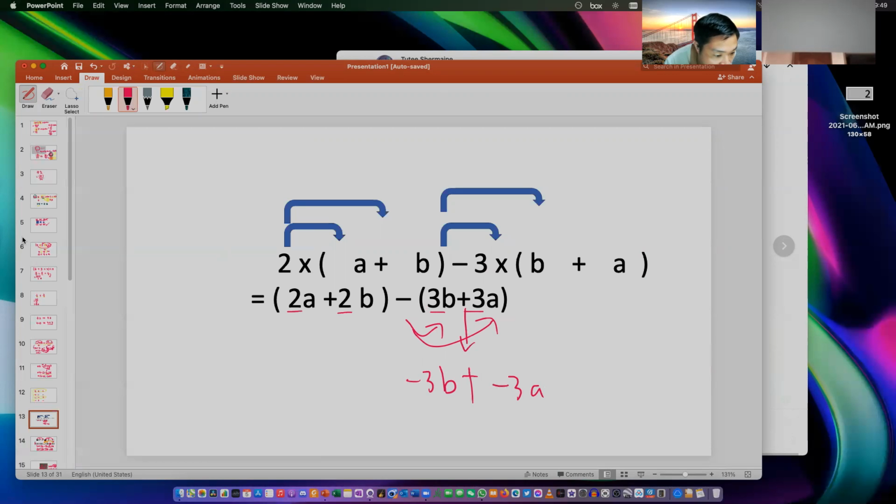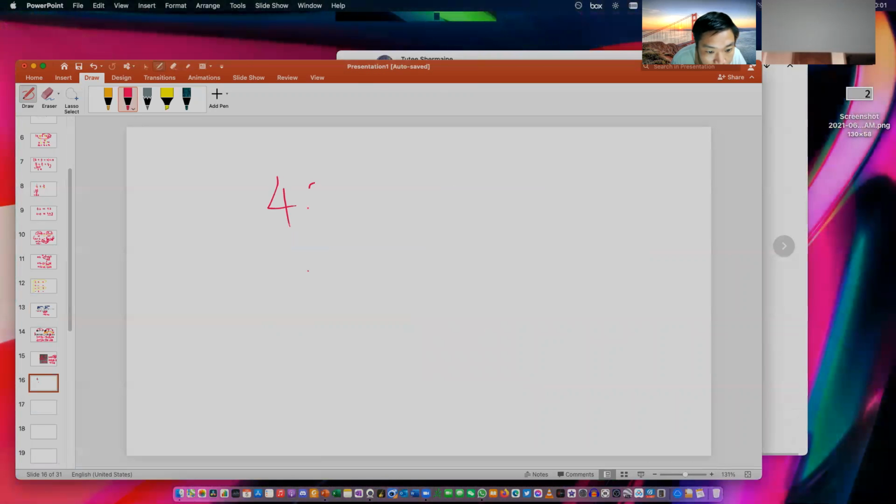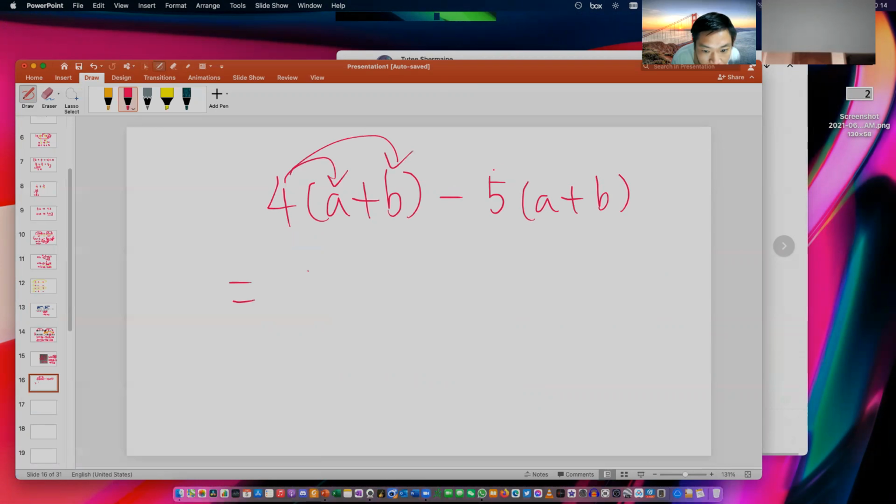Similarly, if I'm going to give you a next question, let me carry out this first. Similarly, if I give you this question, what you do, the first step is you move the 4 inside and you move the 5 inside. So after moving, you should end up with this.